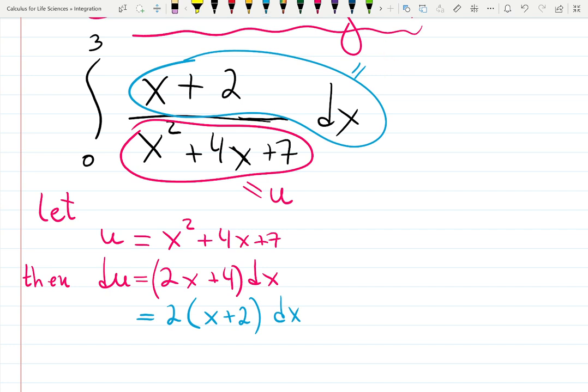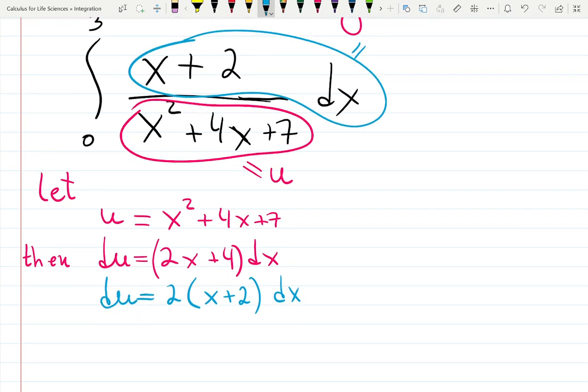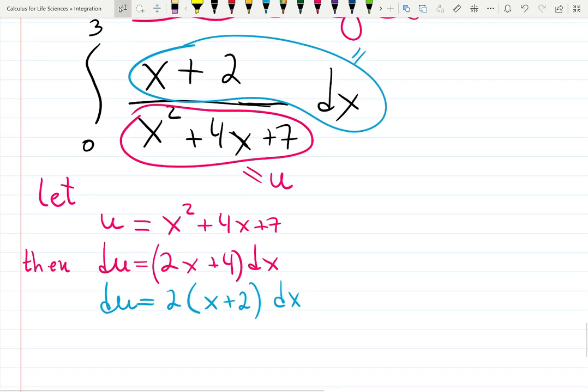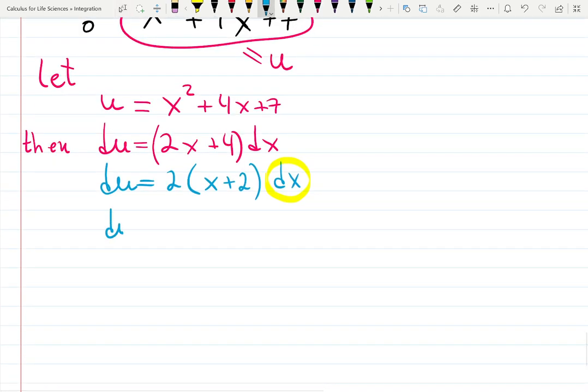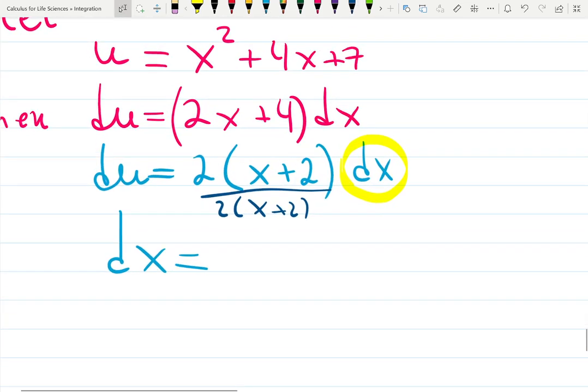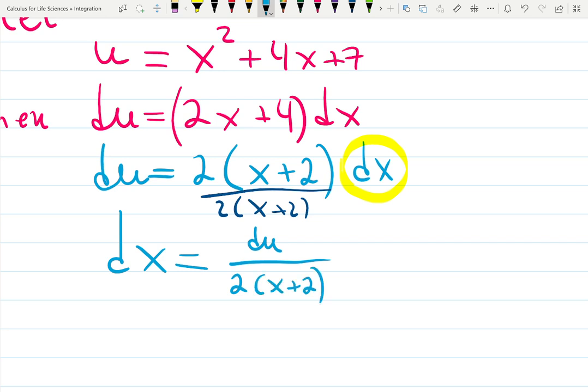So here, it will actually be good for you if you solve for dx in this case and see what's going to happen. Let's solve for dx. dx is, how do you guys solve for dx? We're dividing by 2x plus 2, right? So it will be du, let's zoom in, du over 2x plus 2, like so.